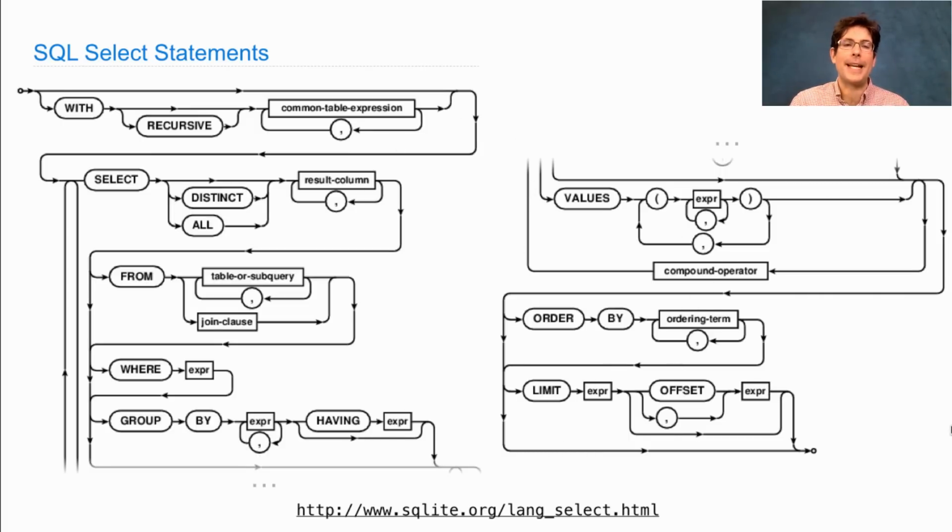And let's see if we can understand how much of this we actually know how to use. You say select, we know about that. I didn't talk about distinct and all, but those are options that you can read about on your own. And then result column are the expressions that describe each column in the result.